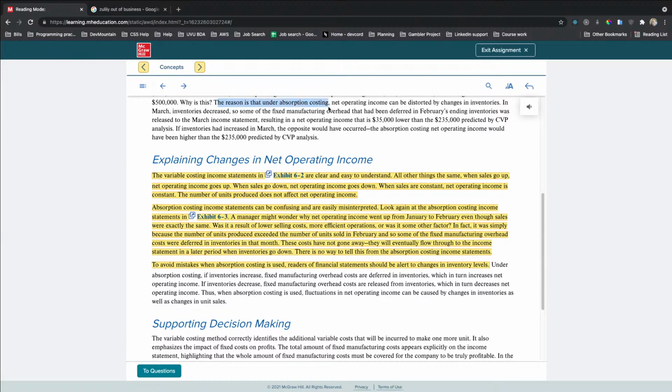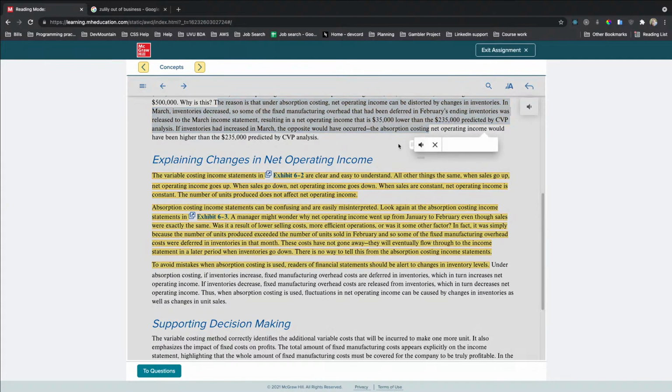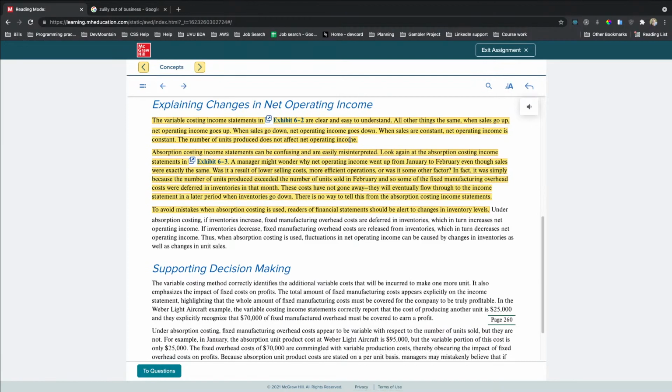Yeah, again, the reason is that under absorption costing, net operating income can be distorted by changes in inventories. Let's beat a dead horse. All right, explaining changes in net operating income. The variable costing income statements are clear and easy to understand. I agree. All other things the same, when sales go up, net operating income goes up. When sales go down, net operating income goes down. When sales are constant, net operating income is constant. The number of units produced does not affect the net operating income.